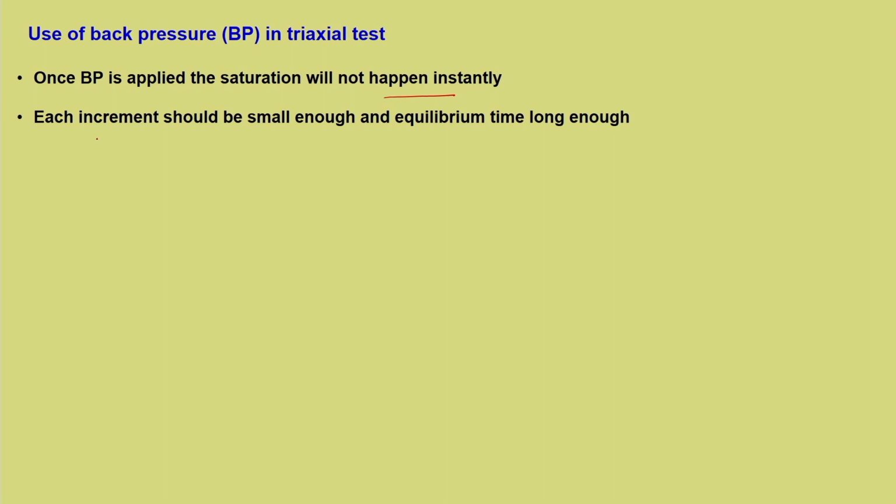Just because of this, each increment should be small enough and equilibrium time should be long enough. So, we need to wait for some time and the increment has to be small. Let us say that ultimately the back pressure application is around 200 kilopascal. So, always start with a small increment, let us say 50 kilopascal, and then wait for some time till it equilibrates. How do you know it will equilibrate?